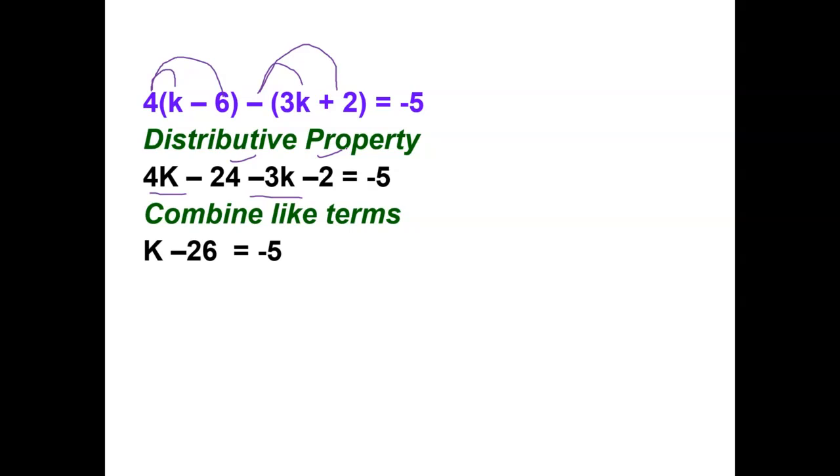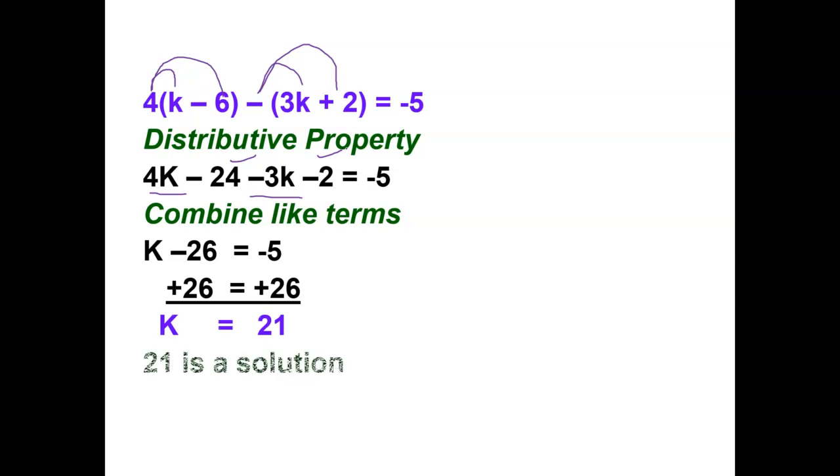So I'm going to add positive 26 to both sides to get rid of the negative 26. By doing that, we will get k equals positive 21, which is our solution. The negative 26 and a positive 26 will get canceled. So hopefully you understand the linear equation. If needed, you can repeat the lecture again.